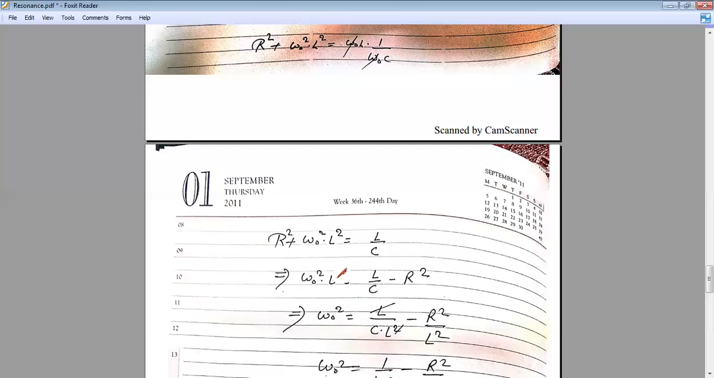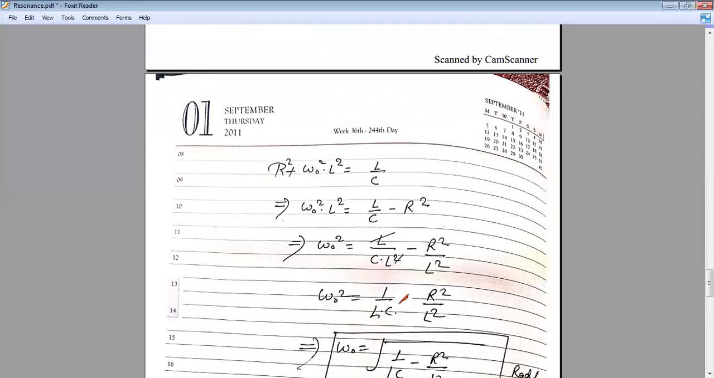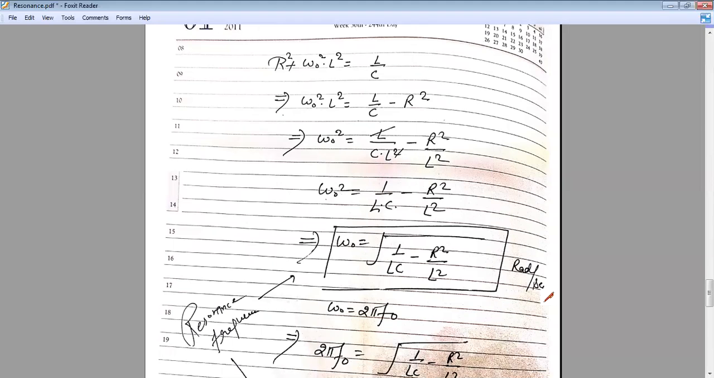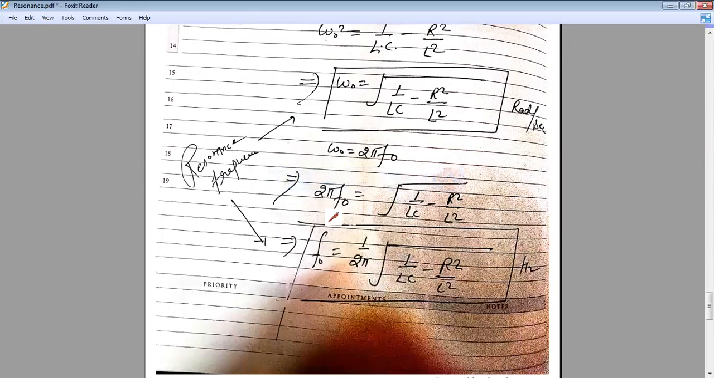Omega naught square into L square equals L by C minus R square. After calculating, we obtain omega naught equals the square root of 1 by LC minus R square by L square. It is in radians per second. If you need to calculate the resonance frequency in hertz, put omega equal to 2 pi f naught. By this, you can calculate f naught equals 1 upon 2 pi times the square root of 1 by LC minus R square by L square. So these are the two formulas of resonance frequency, in radians per second and in hertz.